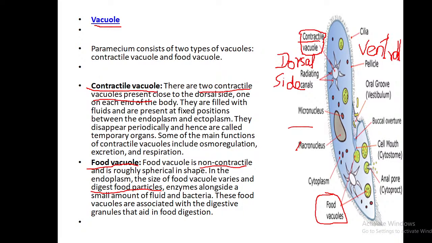These lytic enzymes will break the food particles and the excess or the waste materials are eliminated through the cytoproct. എന്ന് വെച്ചാൽ അത് പെരിഫറിയിലോട്ട് മൂവ് ചെയ്യും. ഈ ഫുഡ് വാക്യൂള് ഇവിടെ നിന്ന് പെരിഫറിയിലോട്ട് മൂവ് ചെയ്തിട്ട് നമ്മുടെ പാരമീഷ്യത്തിന്റെ സെൽ വോളും ഫുഡ് വാക്യൂളിന്റെ സെൽ വോളും കൂടെ ഫ്യൂസ് ചെയ്യും.